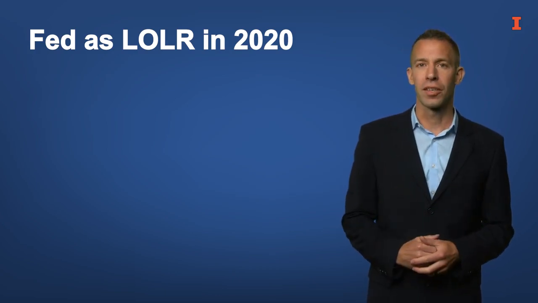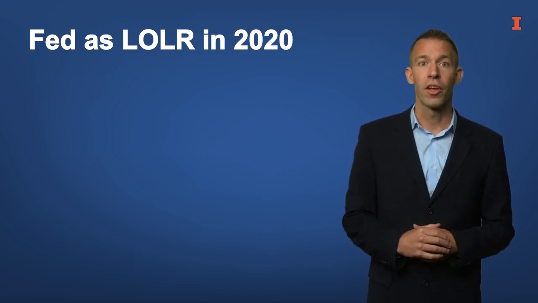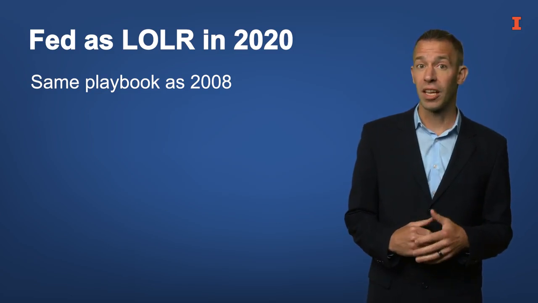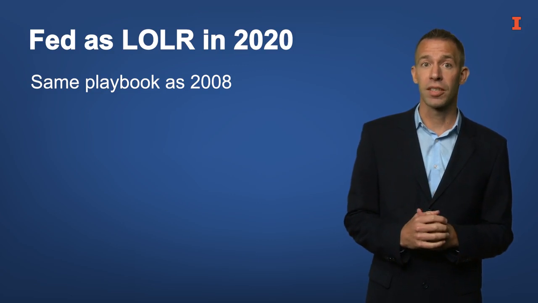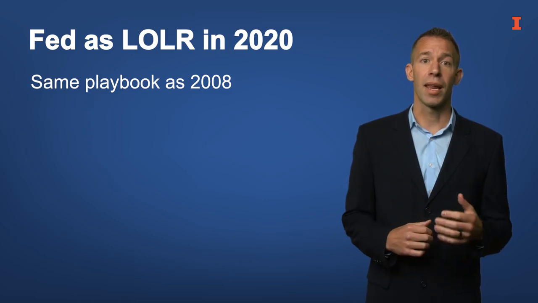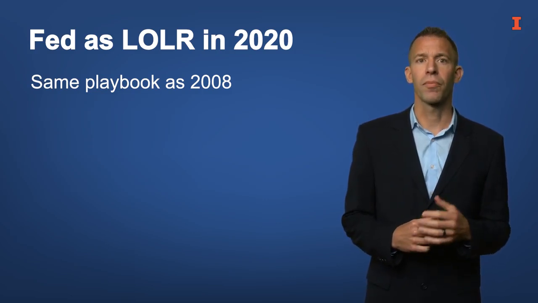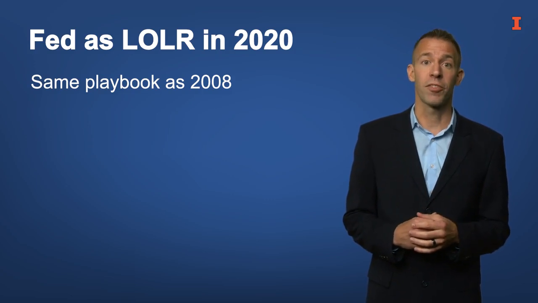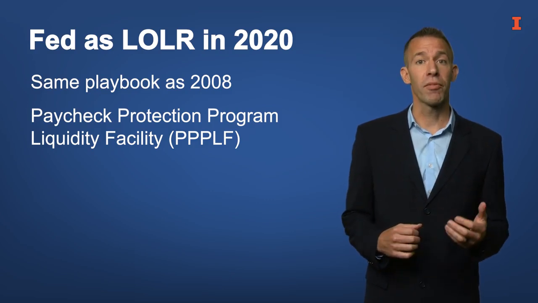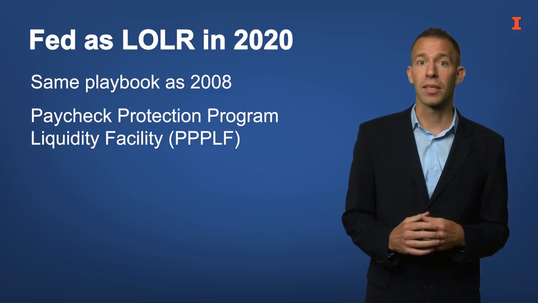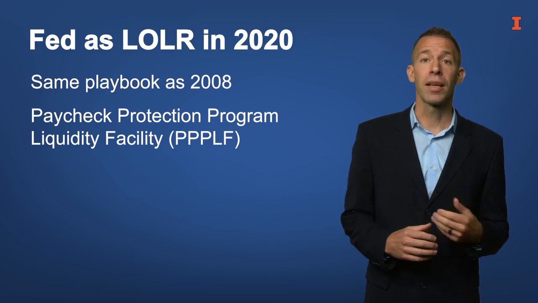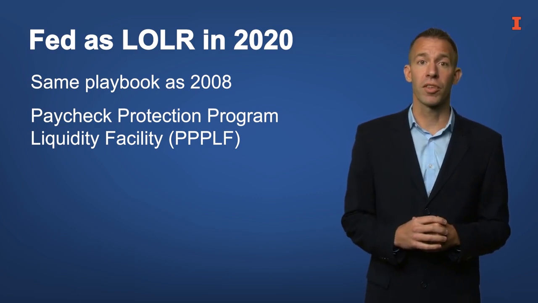Several liquidity facilities used during the 2008 financial crisis were rolled out again, including the Term Asset-Backed Securities Loan Facility, TALF, the Commercial Paper Funding Facility, CPFF, and the Money Market Mutual Fund Liquidity Facility, MMLF. The perhaps largest program was the Paycheck Protection Program Liquidity Facility, or PPPLF. The Paycheck Protection Program was a government program providing 600 billion in forgivable loans to small businesses. Under the PPPLF, lenders could receive funding for these loans from the central bank.